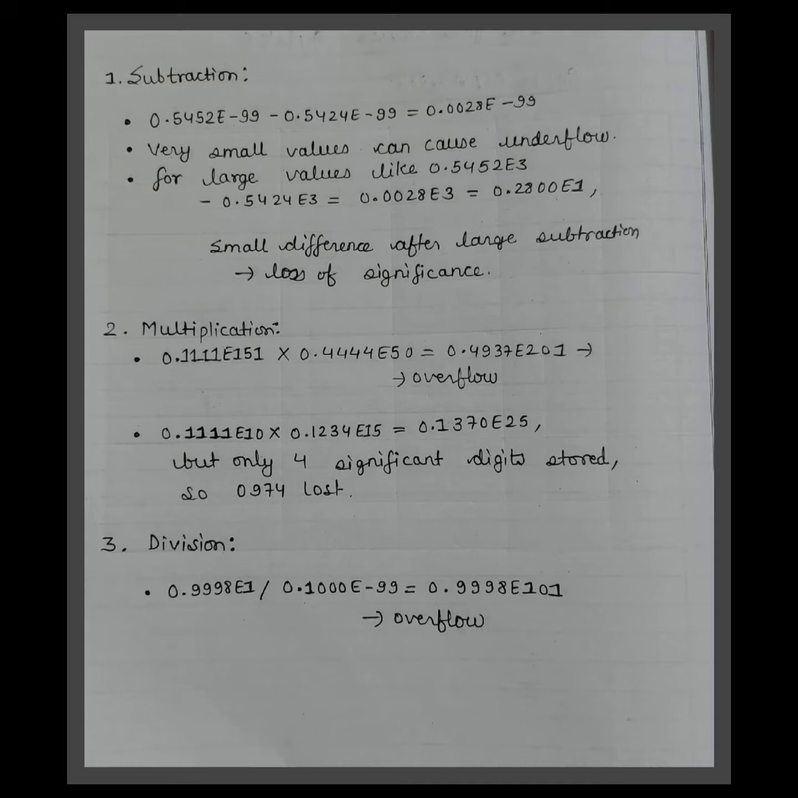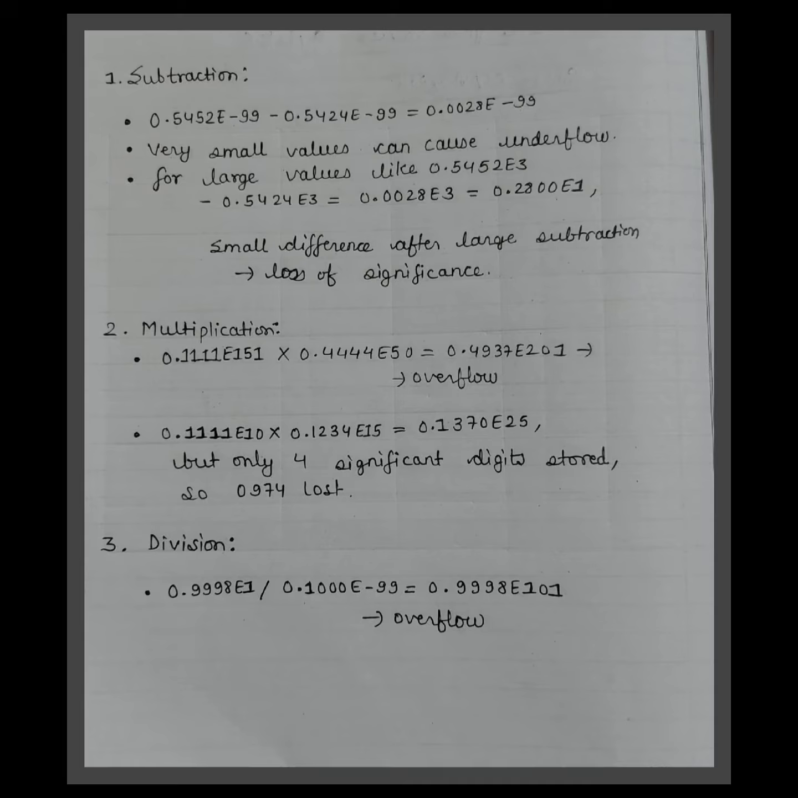Second, very small values can cause underflow. For large values like 0.5452e3 minus 0.5424e3 equals 0.0028e3, which equals 0.2800e1. So, small differences after large subtraction result in loss of significance.